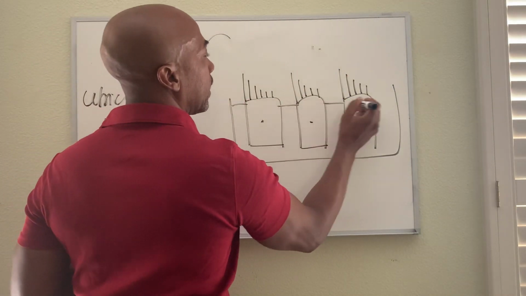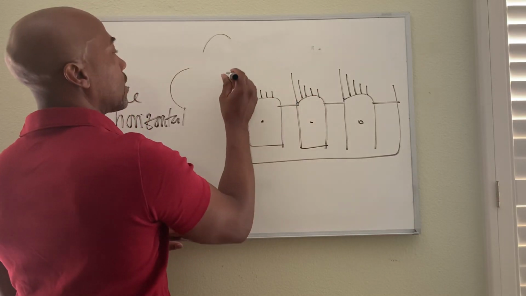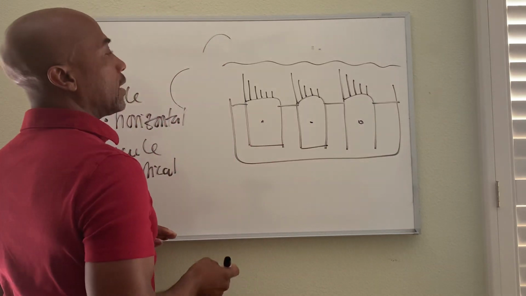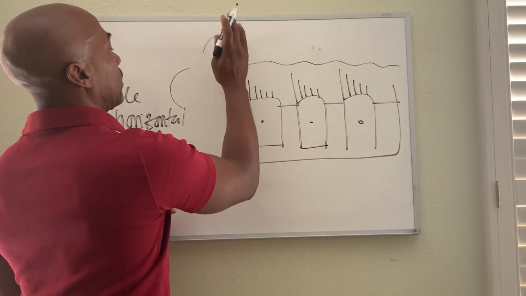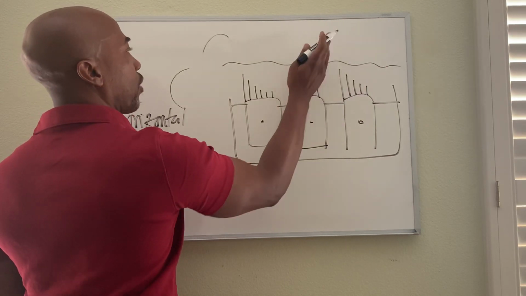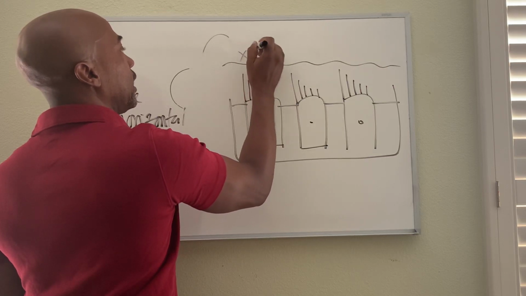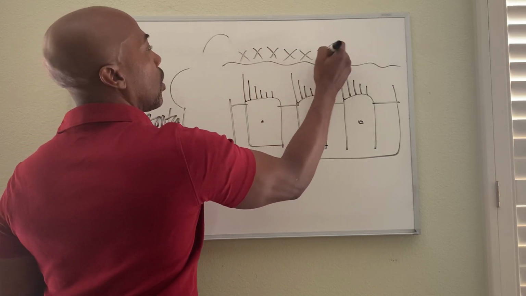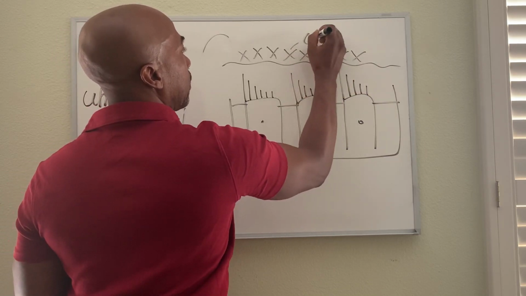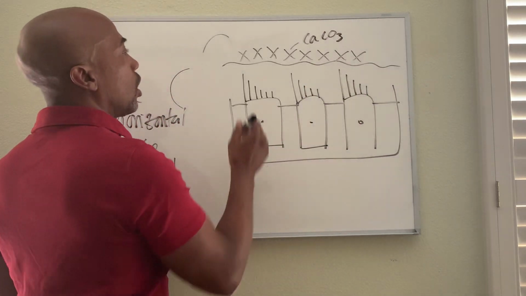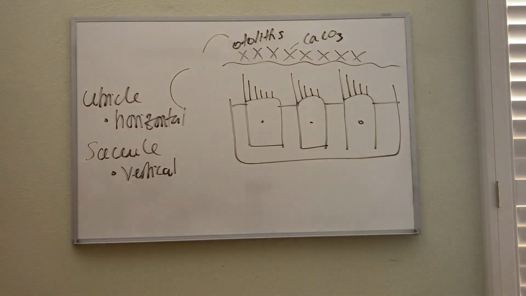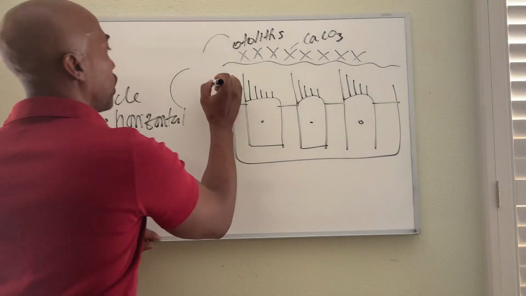And the cilia now are stuck in a gel. There's an overlying gel on them. I forgot what that gel is called right now, but on top of the gel, you have seated your calcium carbonate rocks called the otoliths that sit on top of the gel. Okay, we'll just call it a gel for now.